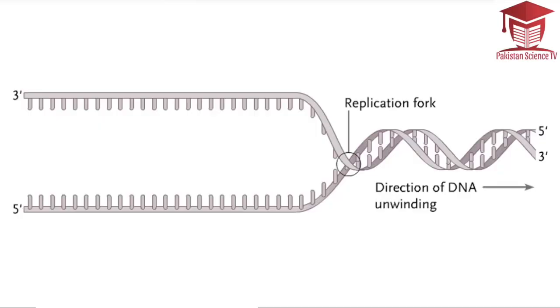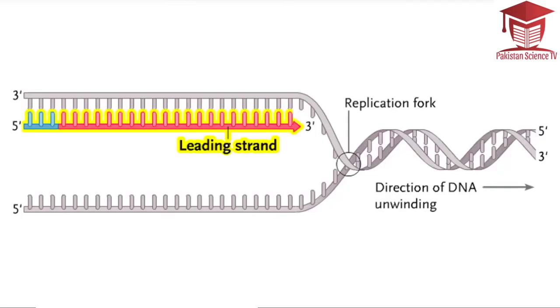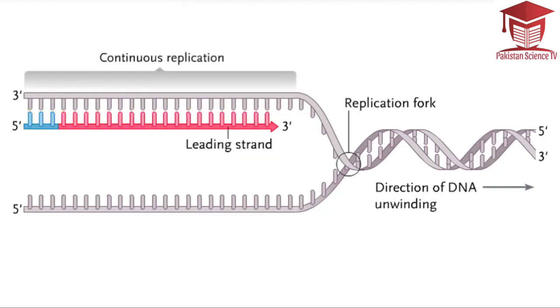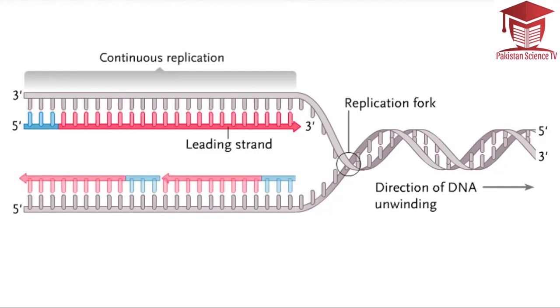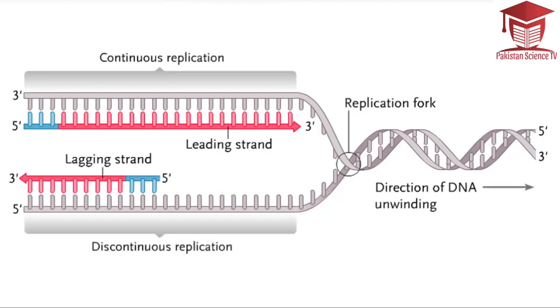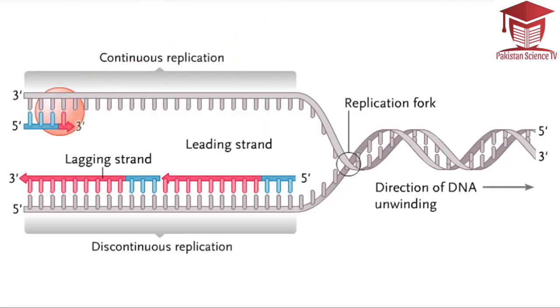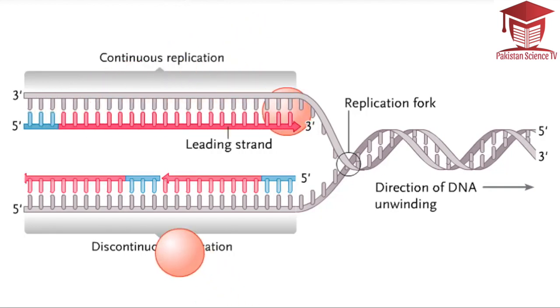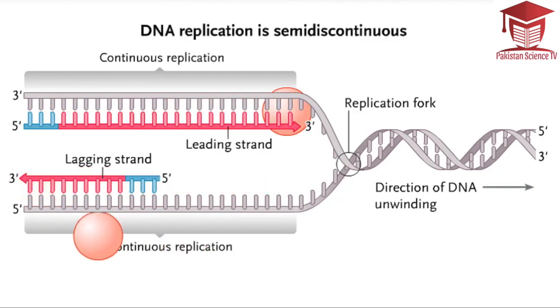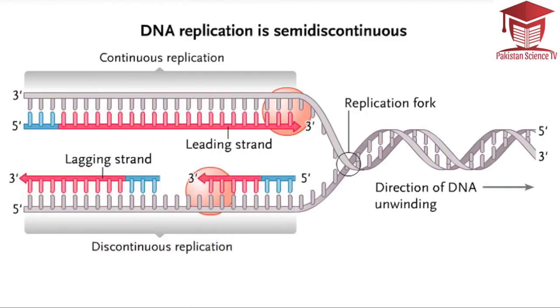During DNA replication, one of the two DNA strands, the leading strand, is replicated continuously, or all at once, in the 5' to 3' direction. The other strand, called the lagging strand, is replicated discontinuously, or in pieces, in the 3' to 5' direction. This is necessary because DNA polymerase, the enzyme that synthesizes a new DNA strand using a template strand, can only add nucleotides to the 3' end of a polynucleotide strand. Overall DNA replication is semi-discontinuous.